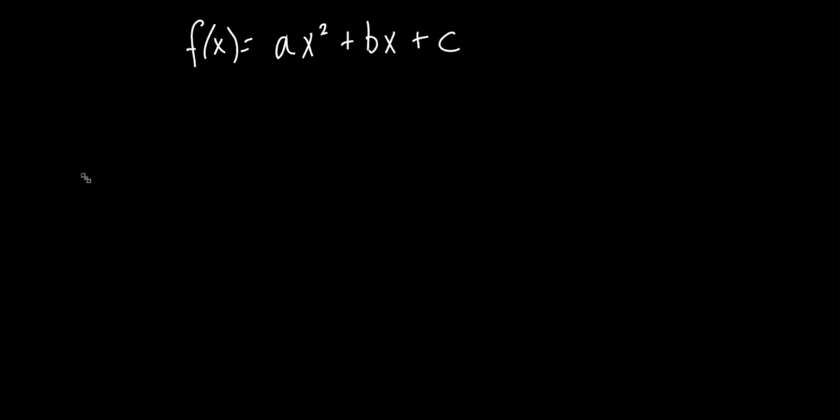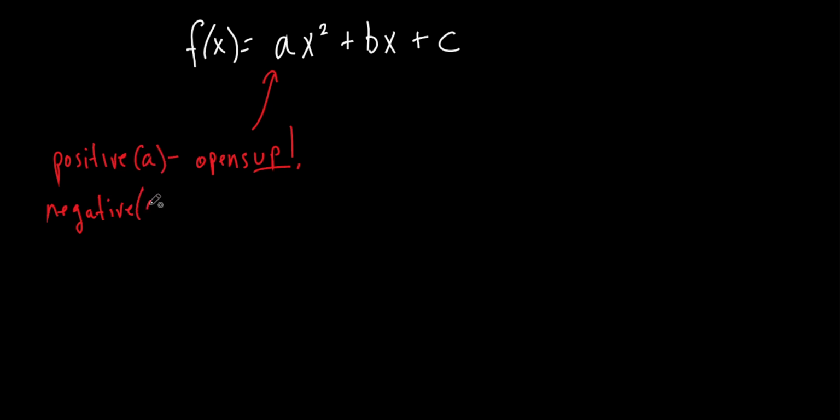So what we know right now are a couple things. That a right there tells us something. It tells us that if it's positive, a, what happens? It opens up. If it's negative, it opens down. If it's a negative a, what's it do? It opens down. Okay? So always look for that.